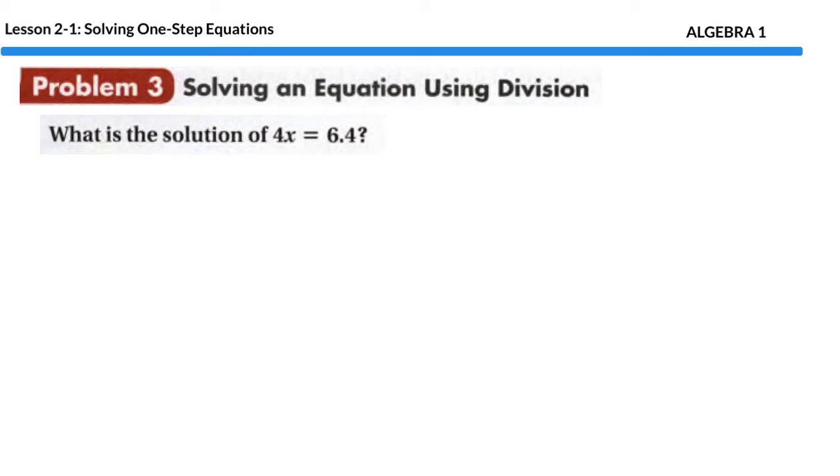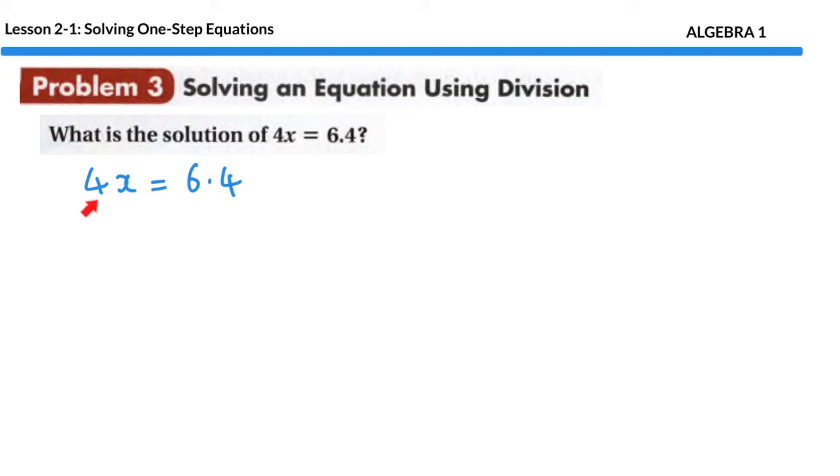Let's look at this. What is the solution of 4x is equal to 6.4? So let's write down the equation. 4x is equal to 6.4. The first step is we need to isolate the variable. How do we isolate the variable? Remove everything that is coming along with it.